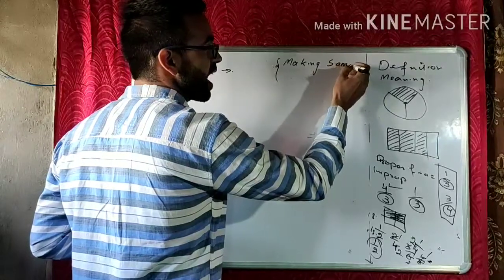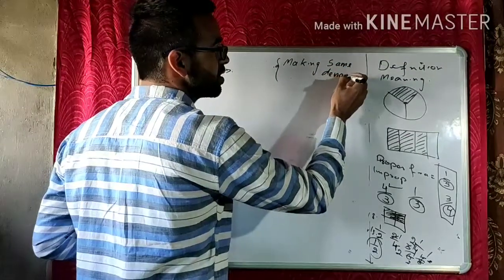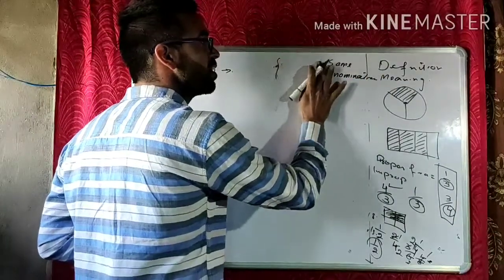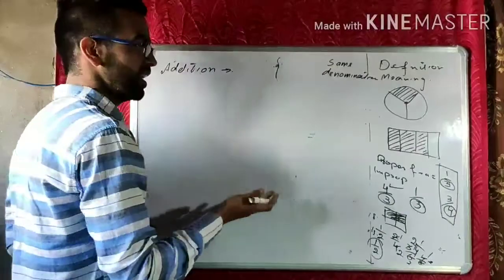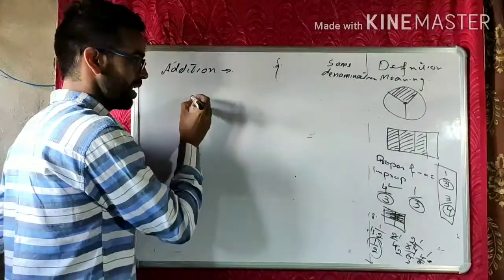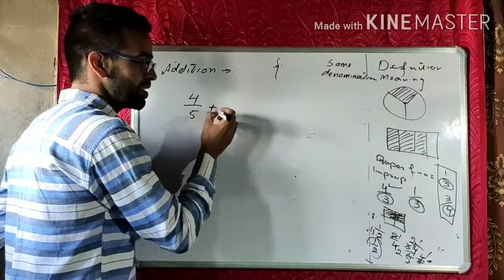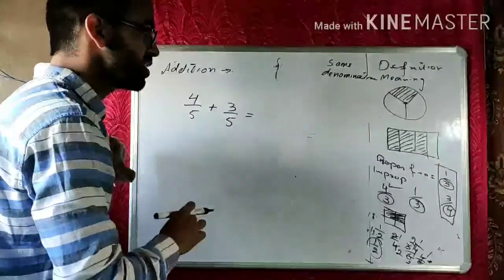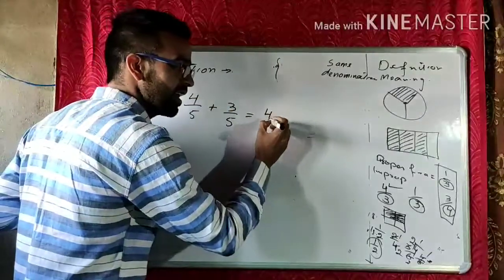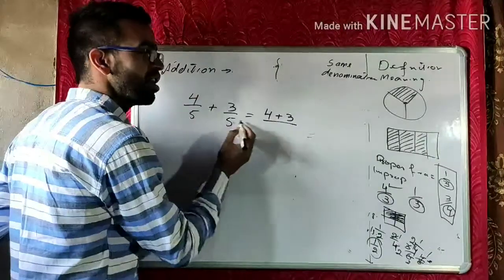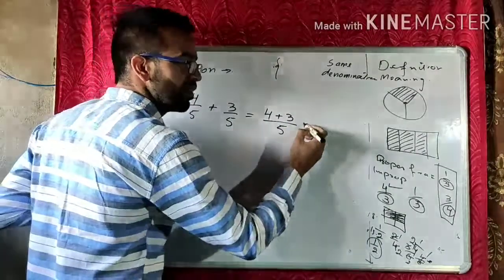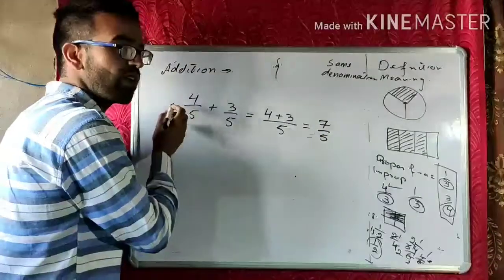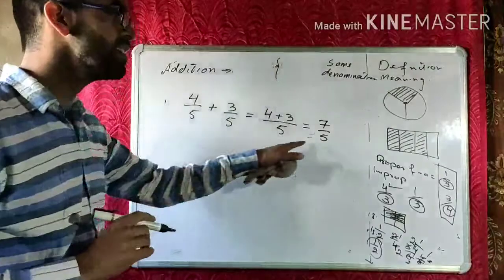For like fractions, with the same denominator, they get added directly. For example, 4 upon 5 plus 3 upon 5. How is this added? The numerators get added directly, 4 plus 3, and the denominator remains the same. 4 plus 3 equals 7 divided by 5. This is the answer for the question.